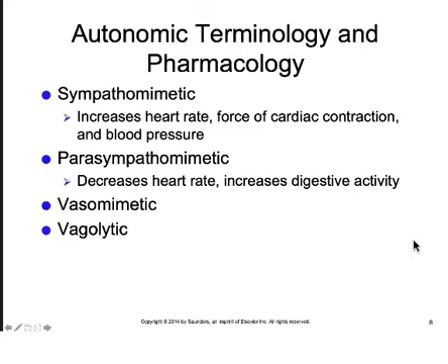Okay, while parasympathomimetics are going to perform the opposite, right? They're going to decrease the heart rate, the blood pressure, increase digestive activity, diuresis, okay, and they're also going to lower blood sugar levels, okay.